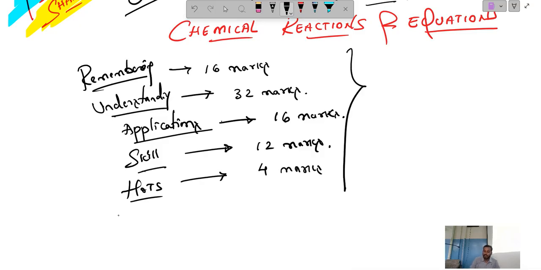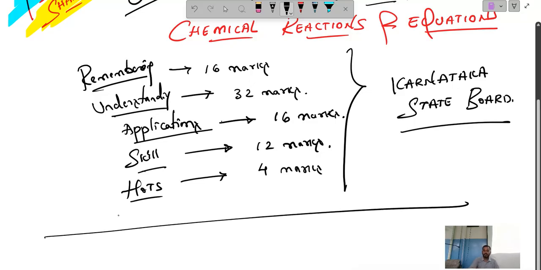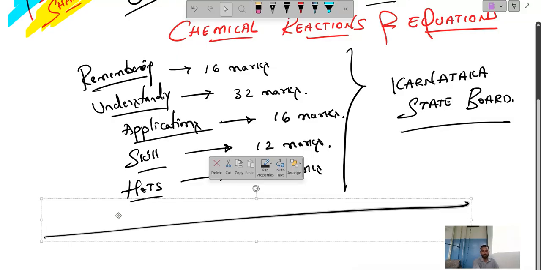So this is the blueprint for Karnataka State Board syllabus students. For CBSE, it will be modified a bit. For CBSE students, the remembering, understanding, skill and HOTS questions will be modified a bit. But the preparation level remains the same. Is this clear? It doesn't differ. The way CBSE students follow and revise, you people also need to do the revisions in a similar manner. So this is the basic part which I just wanted to ensure for you all.